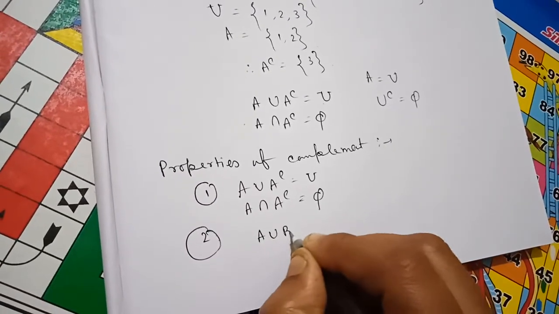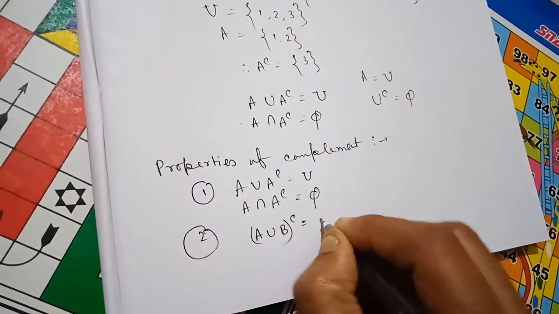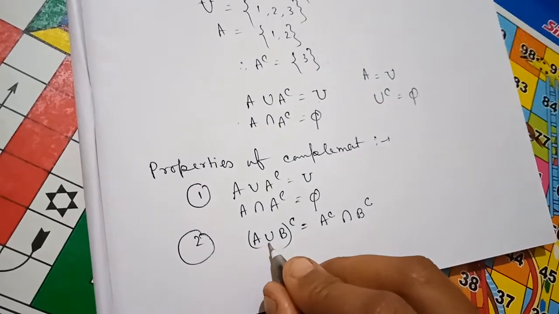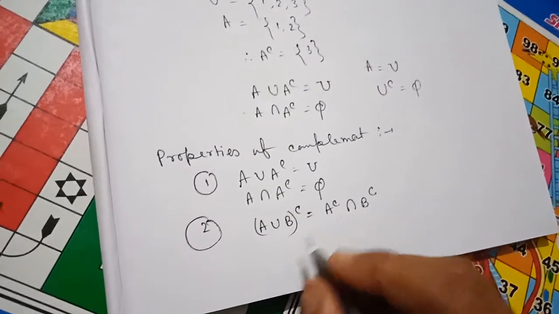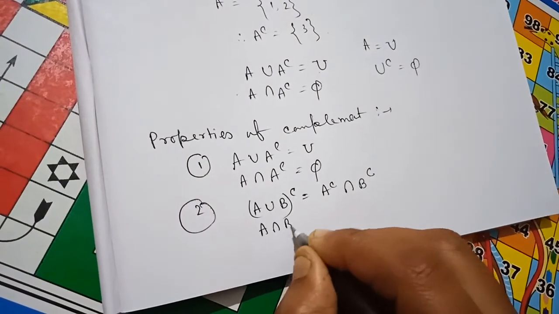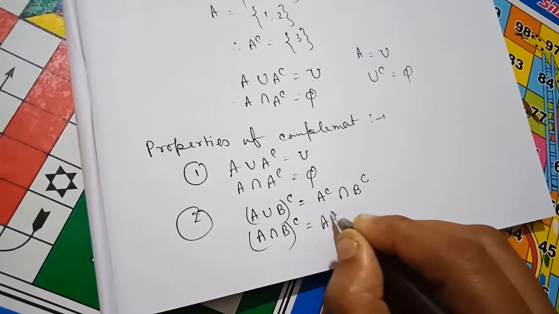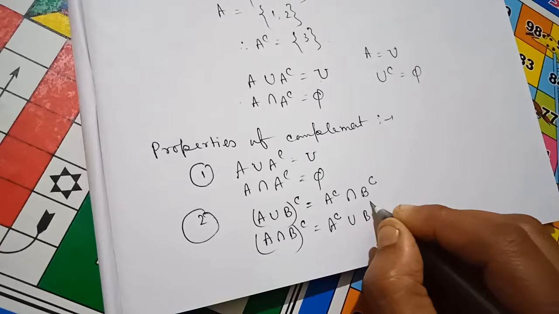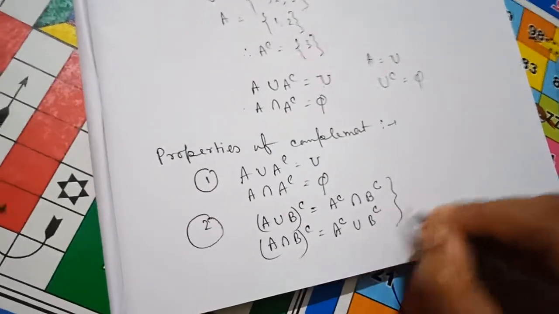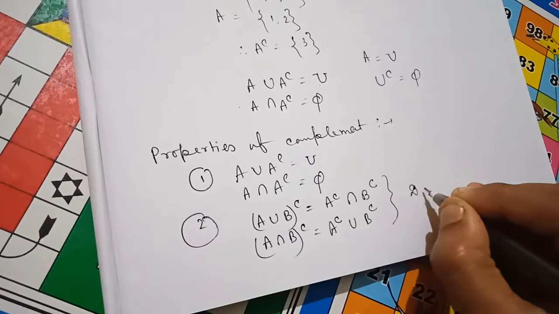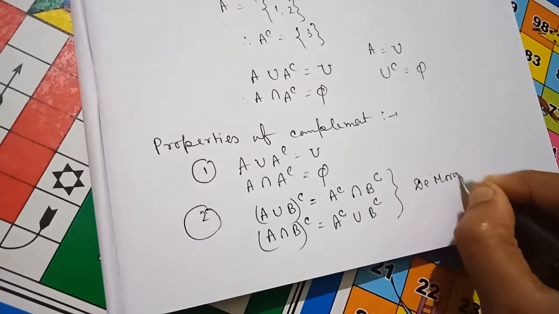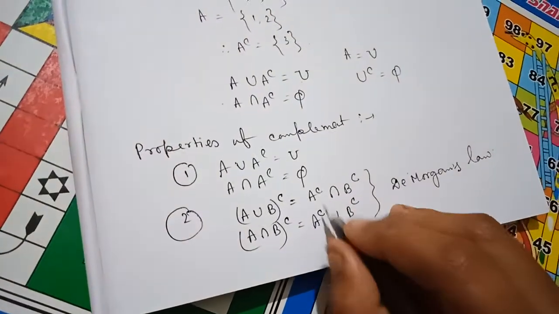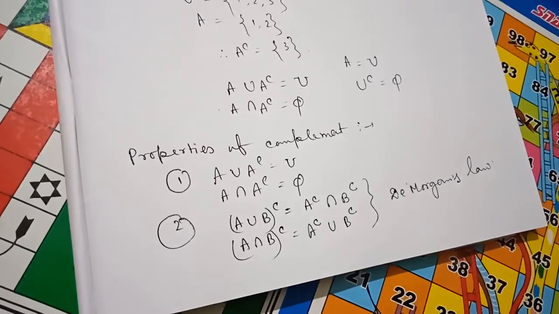Then number two property is that A union B, its complement, equals A complement intersection B complement. Just the union sign will be changed to intersection. Similarly, if it is an intersection, then it will be the union of the individual complements. These two laws together are called De Morgan's law.